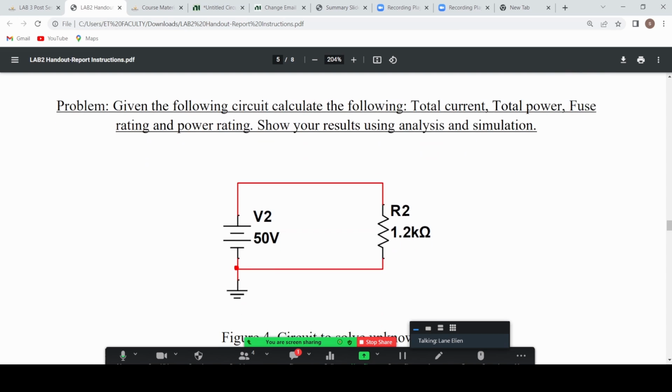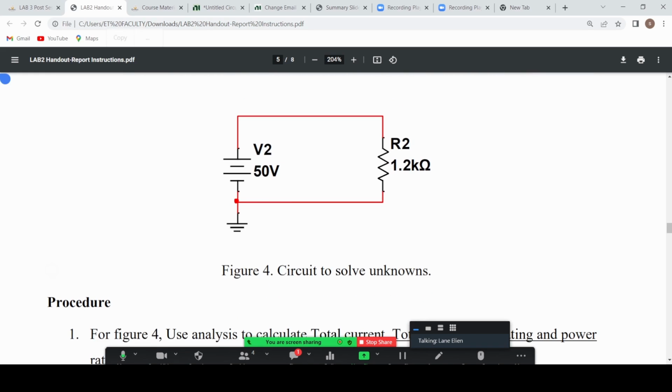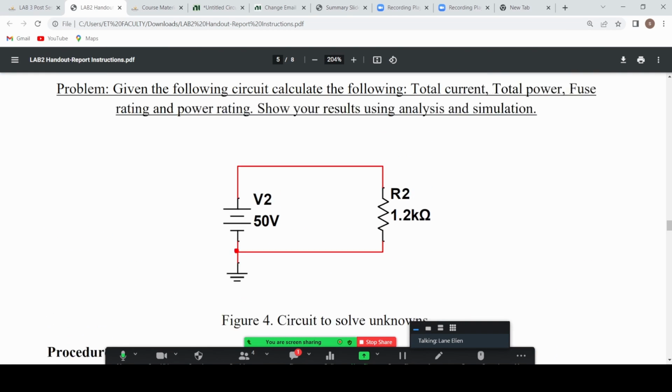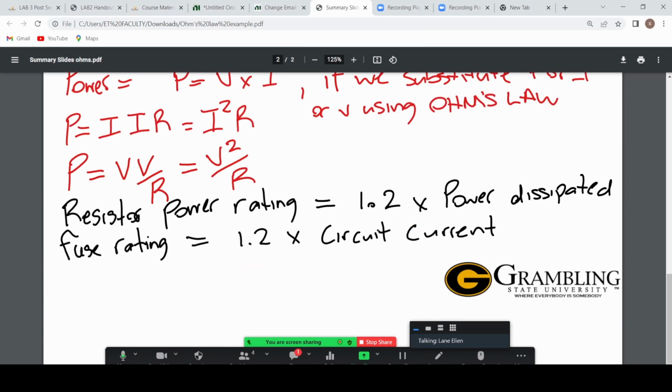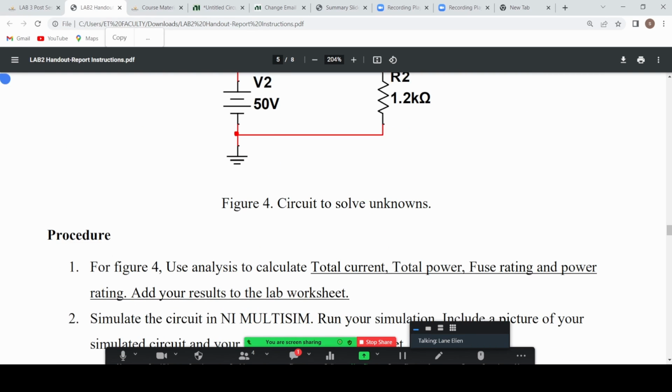Okay, let's come down. So here's a problem. It says, given the following circuit, calculate the total current, the total power, the fuse rating, and the power rating. Show your results using analysis and simulation. So you're going to follow the same steps that I did in this example right here to complete this problem.